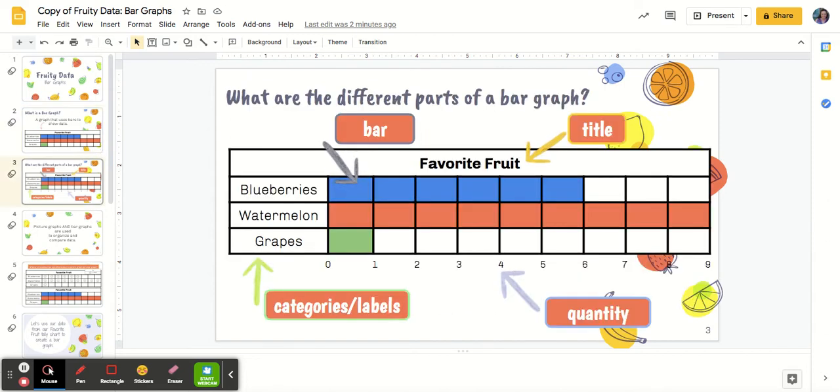And similar to our tally and picture graphs, they have very similar parts to the bar graph. We have our title, which in this case is favorite fruit. We have the bars that represent how many votes each fruit got. We have our categories and our labels here on the side, and then the quantity, which means how many votes each category got. So, for example, blueberries has 6 squares colored in, which means it had 6 votes.